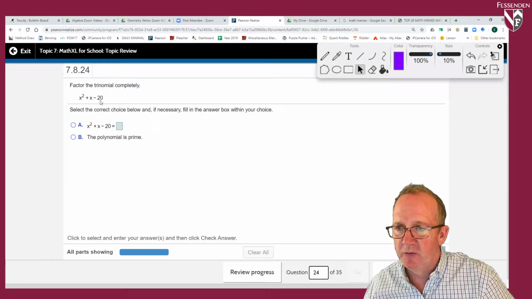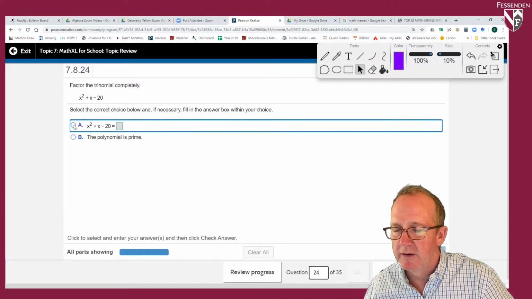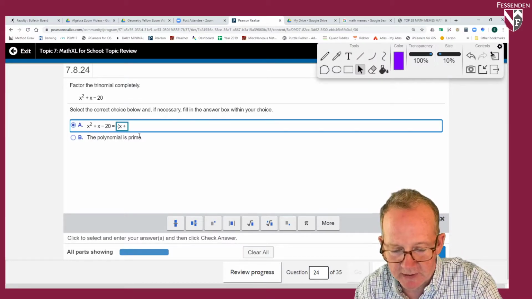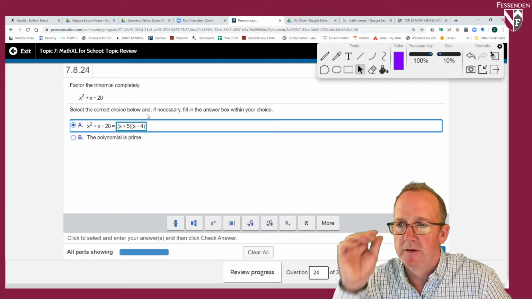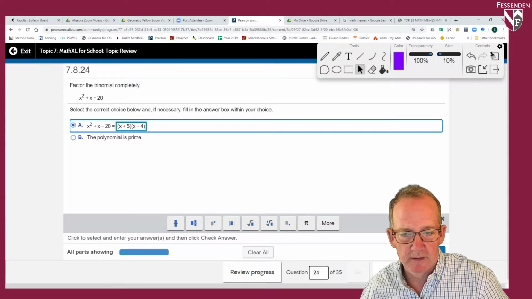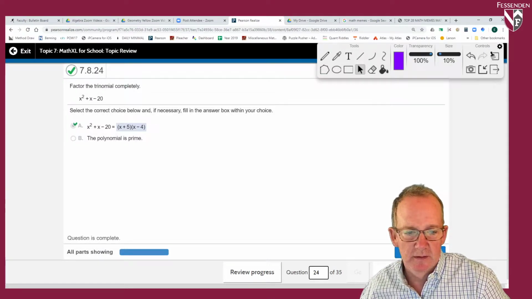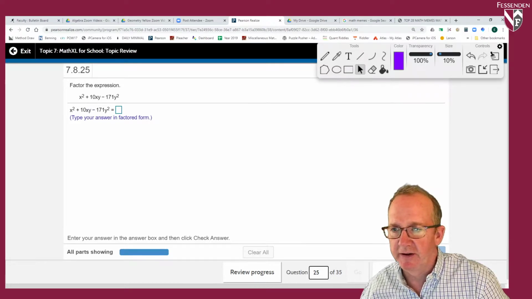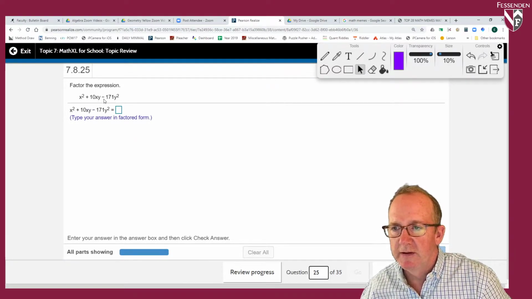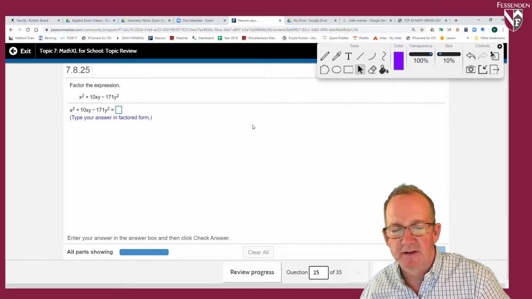Factor the trinomial, multiply to be negative 20. I'm going to say x plus 5, x minus 4. Right? And that would give us the positive 1x. Really great skill for you guys to have. And then it gets a little harder, but we could still do this too. Let's go ahead. It has to multiply to be negative 171. That looks like a challenge, and it adds to negative 10.